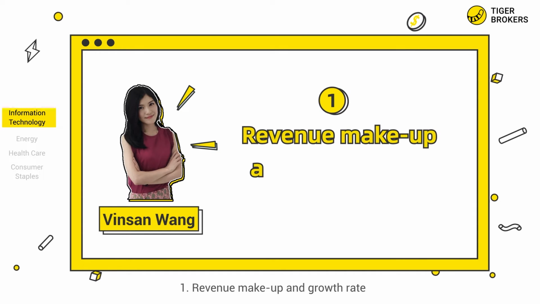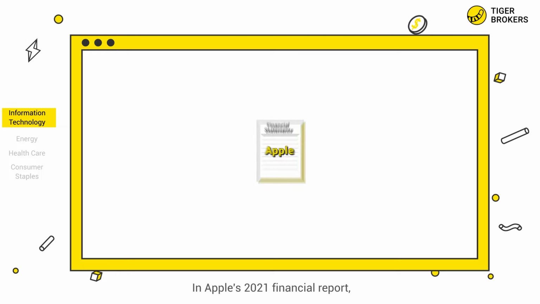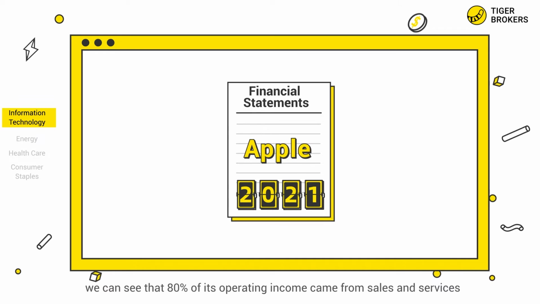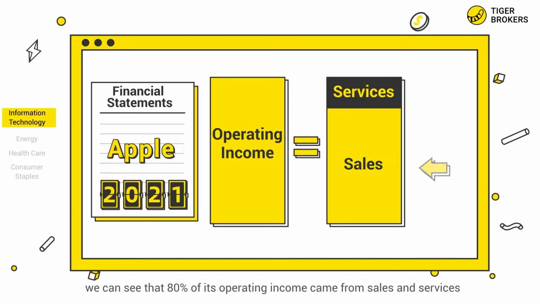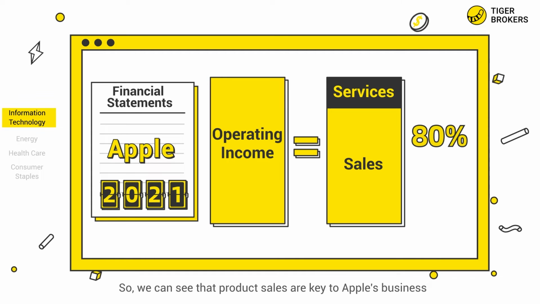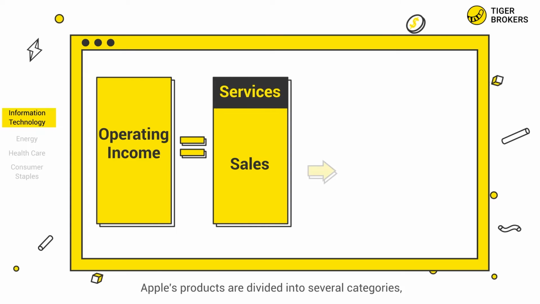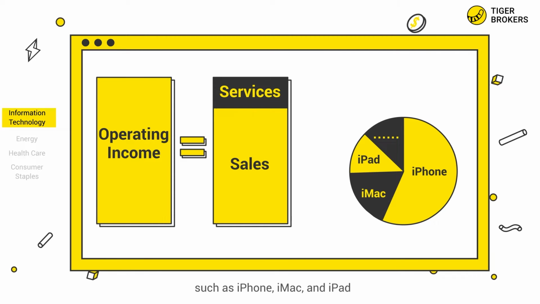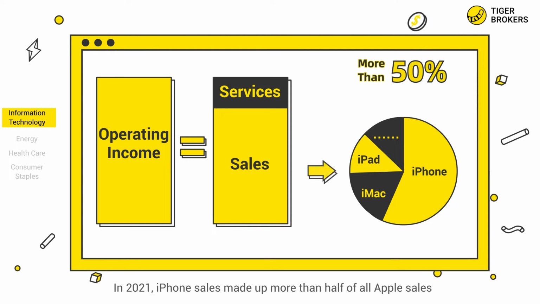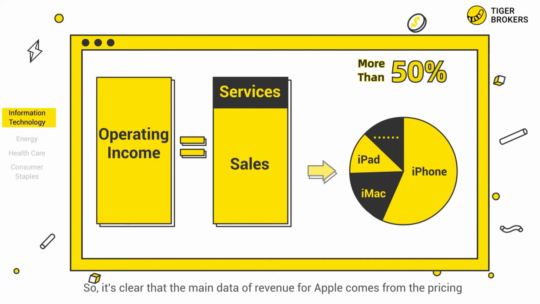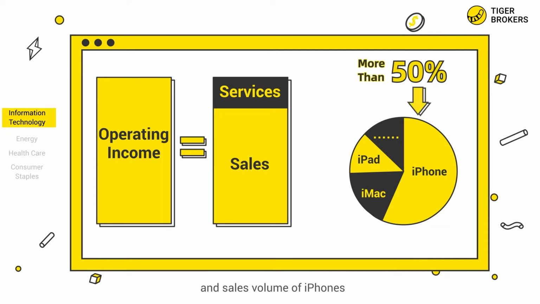1. Revenue makeup and growth rate. In Apple's 2021 financial report, we can see that 80% of its operating income came from sales and services. So we can see that product sales are key to Apple's business. Apple's products are divided into several categories, such as iPhone, iMac, and iPad. In 2021, iPhone sales made up more than half of all Apple sales. So it's clear that the main data of revenue for Apple comes from the pricing and sales volume of iPhones.